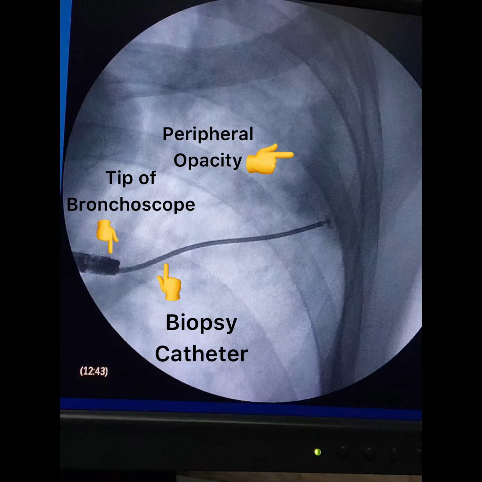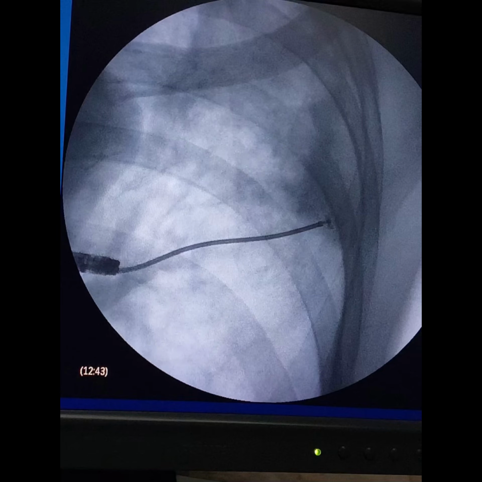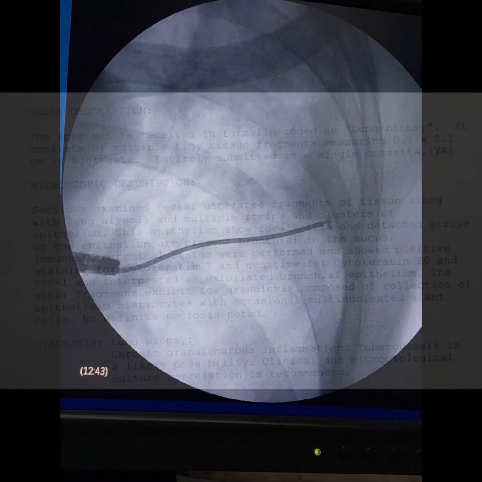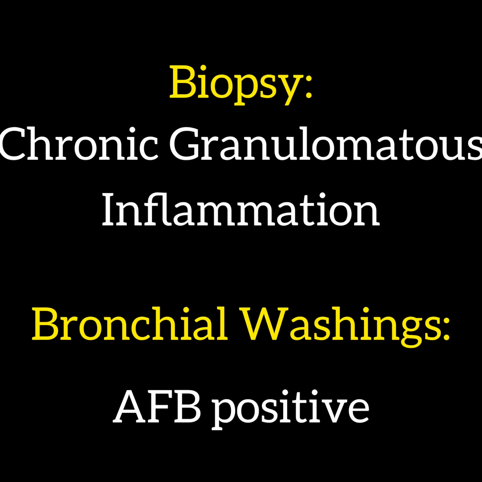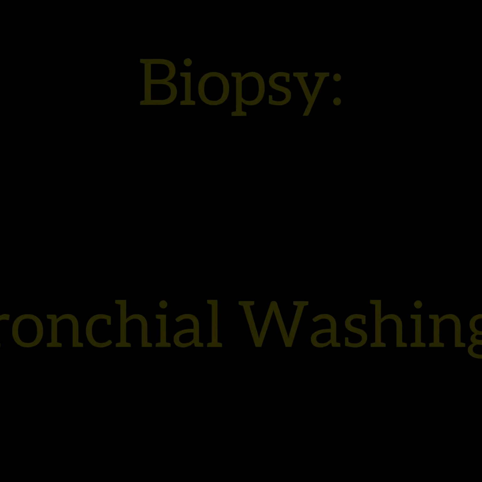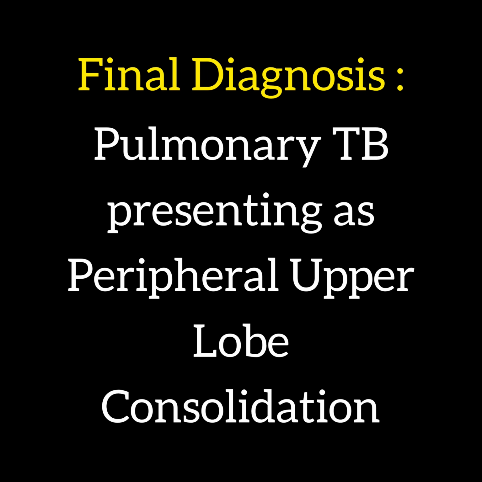So we took 5 bites of the lesion and we could make a diagnosis of tuberculosis. The histopathology was consistent with chronic granulomatous inflammation, and ZN staining, AFB stain, was also positive for tuberculosis. So this was the final diagnosis: pulmonary tuberculosis presenting as peripheral left upper lobe opacity or consolidation.